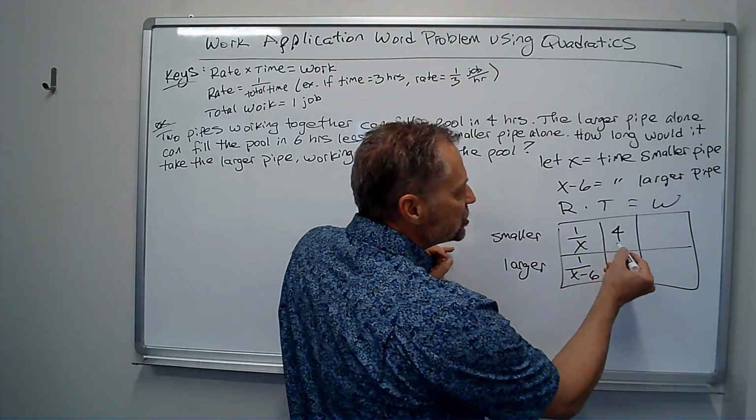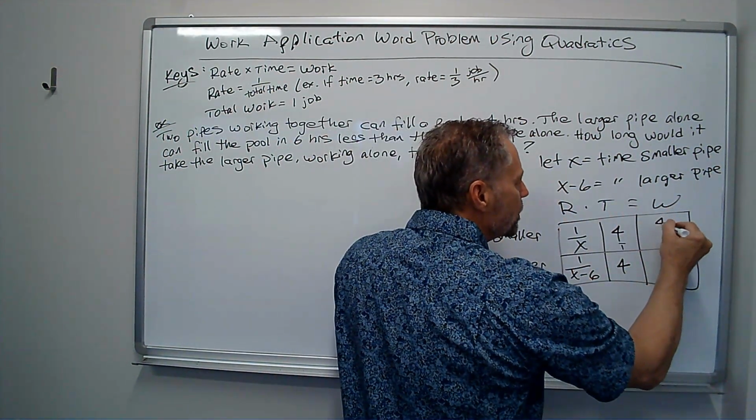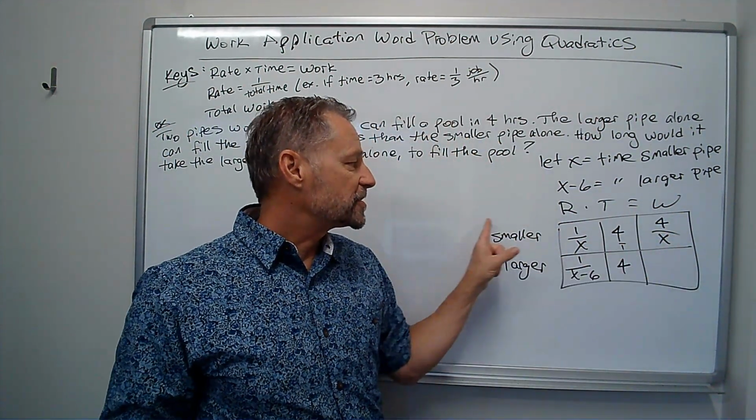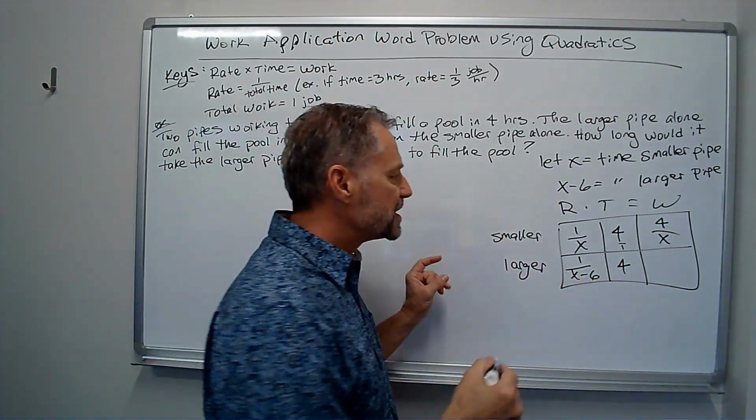And remember, this is just 4 over 1, so when I multiply across, 1 times 4 is 4, x times 1 is x. The amount of work that the smaller pipe gets done is 4 over x. Similarly, this one's going to be 4 over x minus 6.